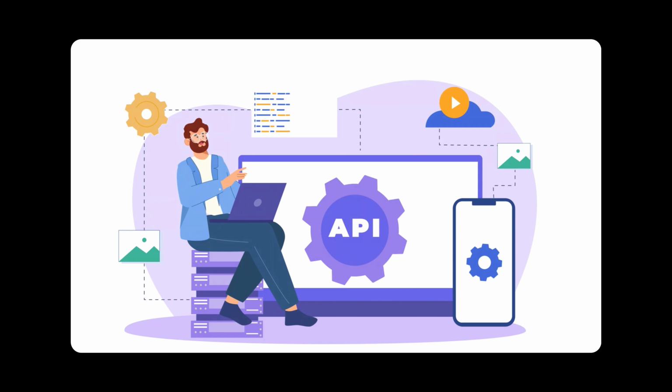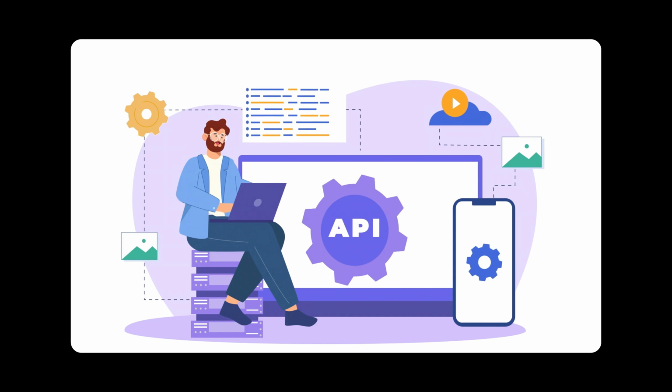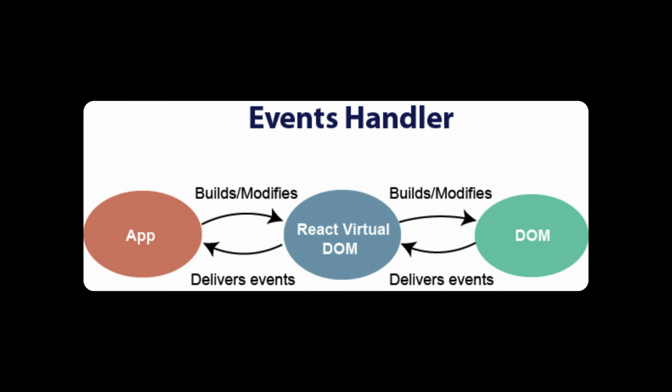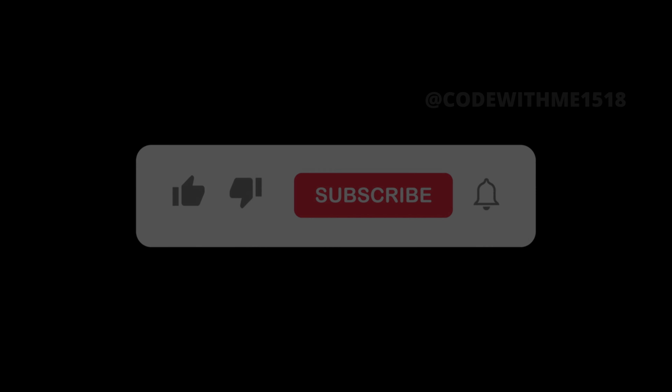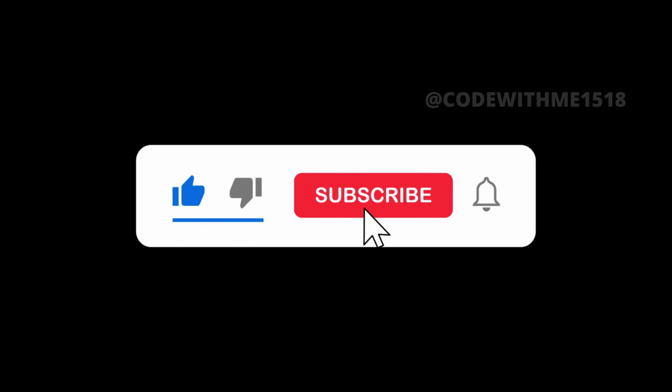Lifecycle methods help us fetch data when the component is ready, respond to prop or state changes, and clean up resources like timers or event listeners. But today, we mostly use functional components with hooks. It's cleaner and easier.